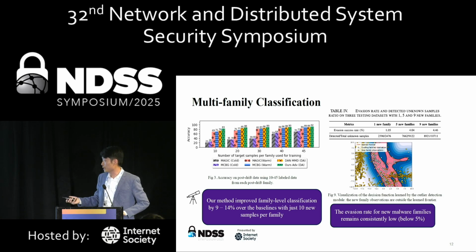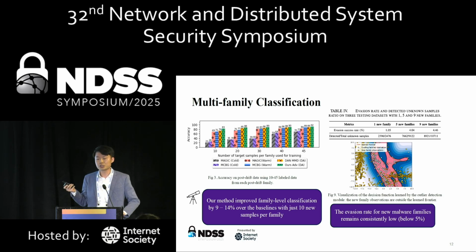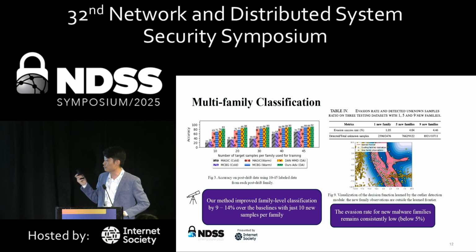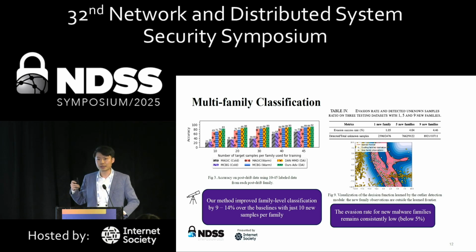In the subsequent experiments, we tested our approach using a benchmark called Malware Drift for multifamily classification. Our method improved family-level classification by 9 to 14% over the baselines with just 10 new samples per family. This was done in a closed-set domain adaptation scenario where the pre-drift and post-drift malware samples all come from exactly the same malware families.